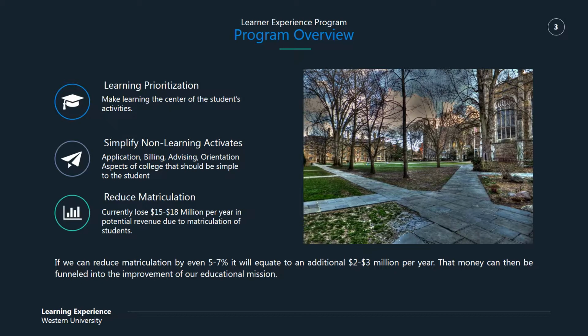And this is where the financial benefits come in, because currently it's estimated we lose between 15 and 18 million dollars a year of potential revenue due to matriculation of students. Now our goals are to help reduce matriculation, and if we can do that by even a small 5 to 7%, that will equate to an additional $2 to $3 million per year. That money can then be funneled into the improvements of our educational system, living situations, all those other things that we do here at Western University.